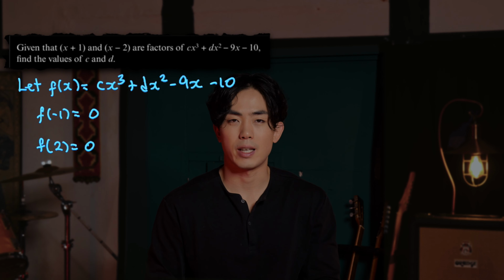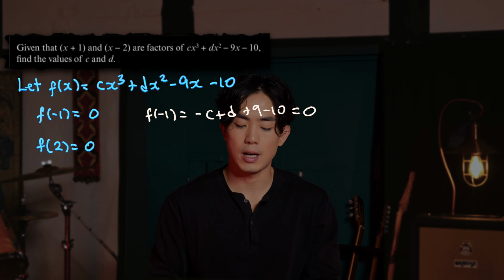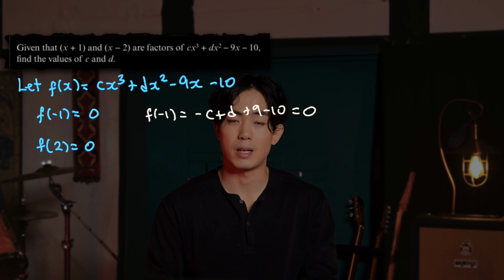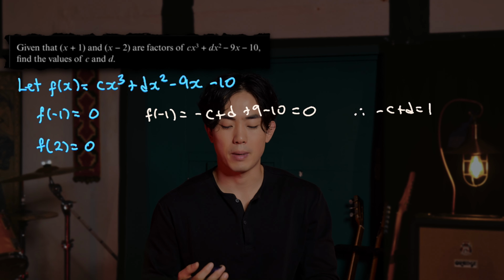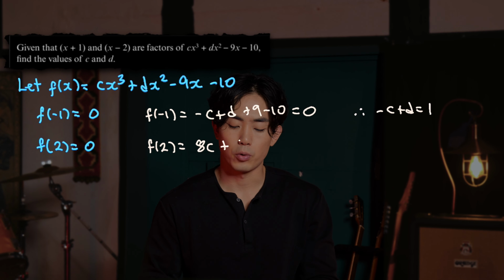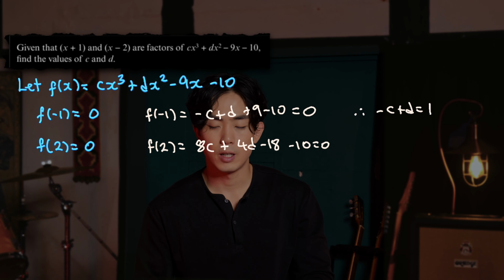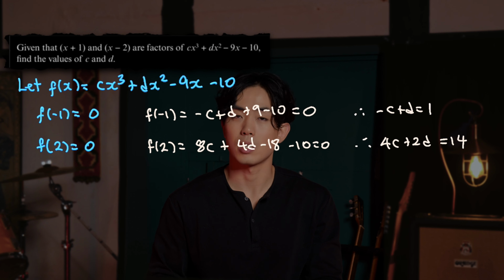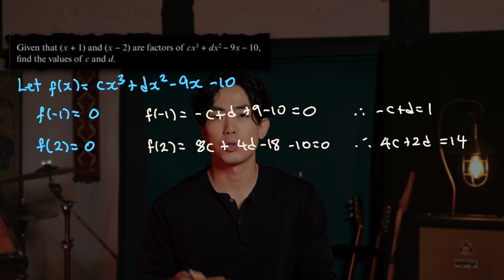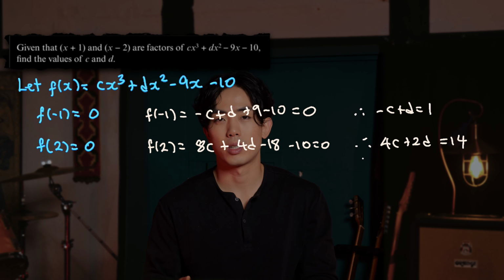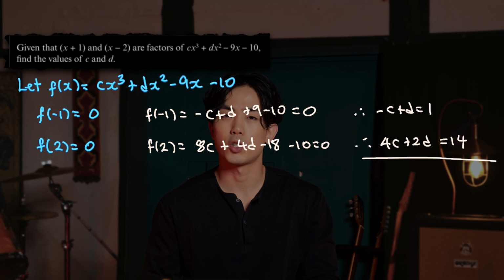So let's go ahead and plug each of them in. If I plug f of minus 1 in, I'll get minus c plus d plus 9 minus 10 is 0. Rearranging, I get minus c plus d is 1. Same thing for f of 2, I'll get 8c plus 4d minus 18 minus 10 is 0. Let's rearrange to get 4c plus 2d is 14. What you notice is we get two simultaneous equations, which we can solve because we've learned it before. And if you do, you should get values of c is 2 and d is 3.